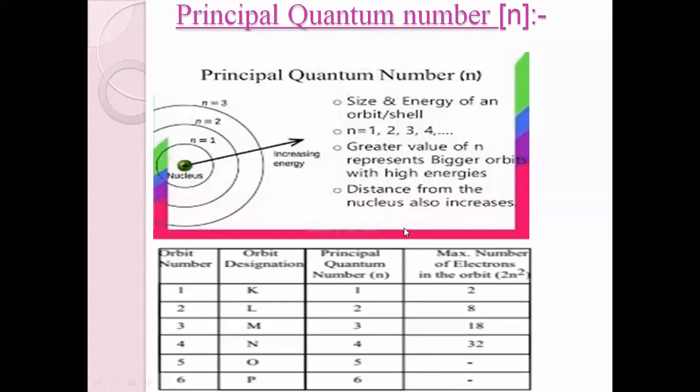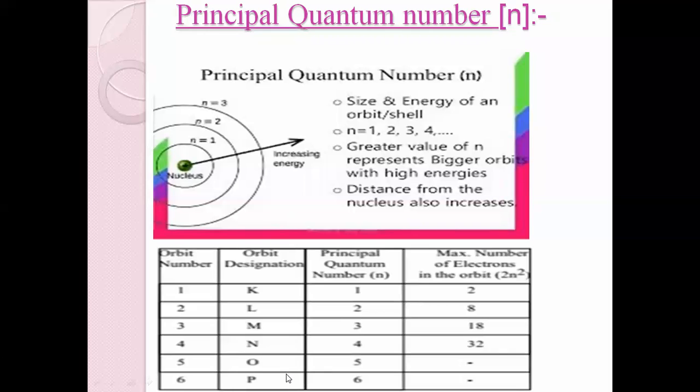Now, the first one, principal quantum number. The principal quantum number n, as I told you, explains the distance of the shell from the nucleus. It tells us how the energy increases as the shell goes farther and farther away from the nucleus. The farther the shell is from the nucleus, the greater its energy. Another thing is the size. When the energy of the shell or orbit increases, the size of the shell or orbit also increases. Obviously, it is in circular motion around the nucleus, so as it goes farther away, its size increases, its energy increases, and its distance increases.